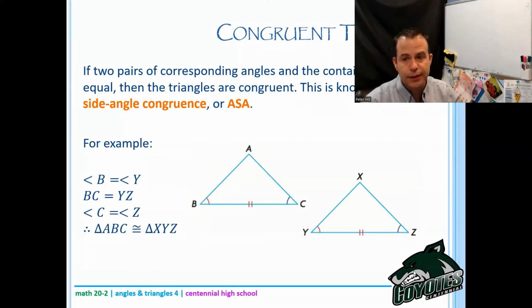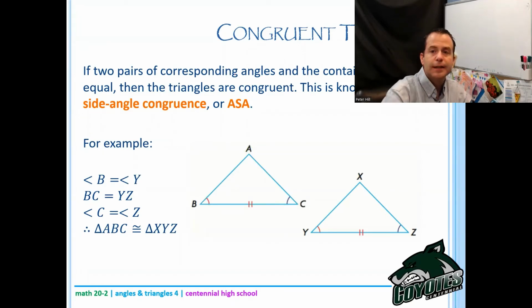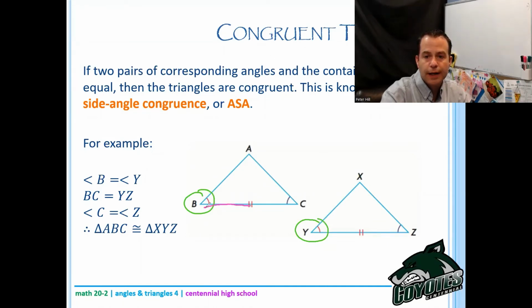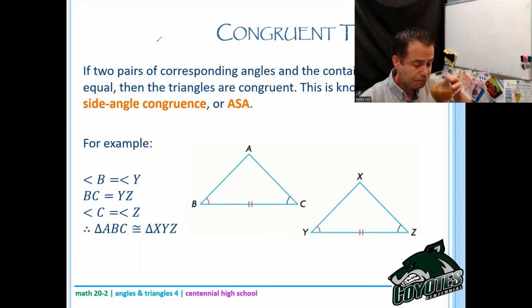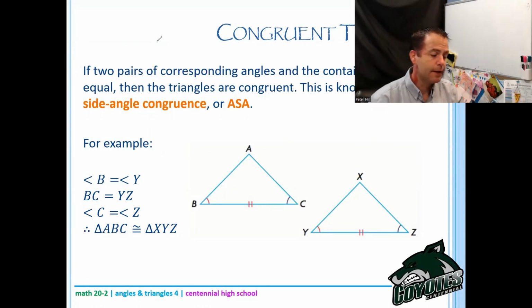So angle B equals angle Y. That would be these guys here, just to make sure everybody's on the same page. Angle B equals angle Y. Okay, then we're told BC equals YZ, so that's this line right here. And then we're told that angle C equals angle Z. Okay, so that also will determine congruency for me. All right, so all you're doing today is actually looking at pairs of triangles and trying to figure out if they have congruency or not.